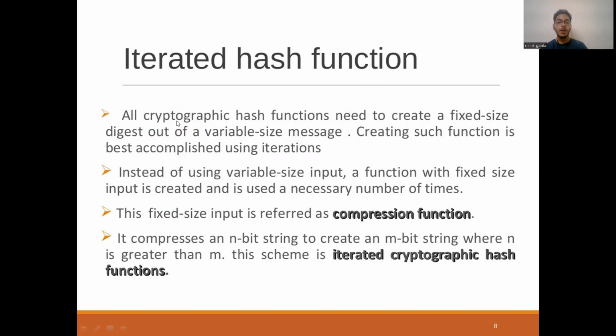Iterated hash function. All cryptographic hash functions need to create a fixed size digest out of a variable size message. Creating such a function is best accomplished using iterations. Instead of using variable size input, a function with a fixed size input is created and is used as many times as necessary. This fixed size function is referred to as the compression function. It compresses an n-bit string to create an m-bit string, where n is greater than m. This scheme is the iterated cryptographic hash function.